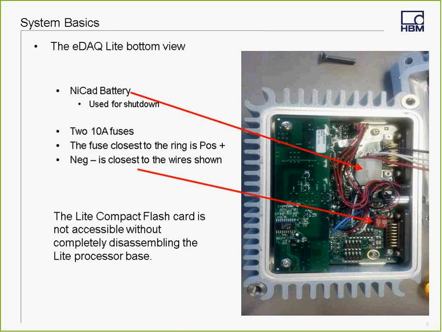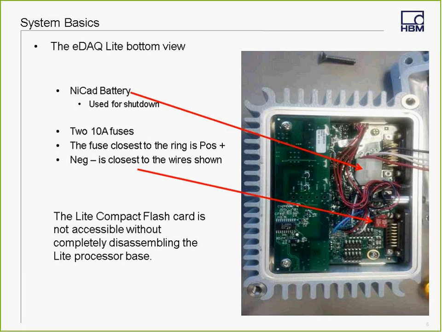Here's a bottom view of the eDAQ light. The light battery, like the plus, is on the bottom plate. I did not show it here as I wanted to point out the battery cable plug. Later in this webinar, when we talk about disconnecting the battery, it would be by disconnecting this plug. And then the fuses also have basically the same layout as in the plus. The negative fuse is the closest to the inside, and the positive fuse is the closest to the outside.